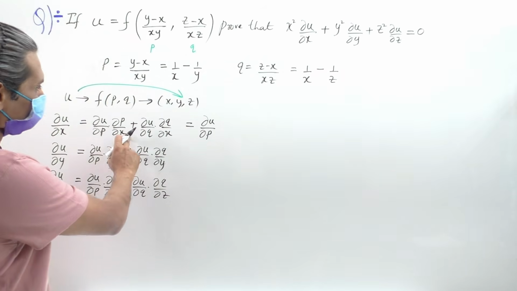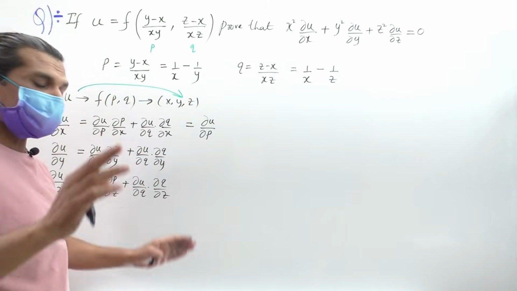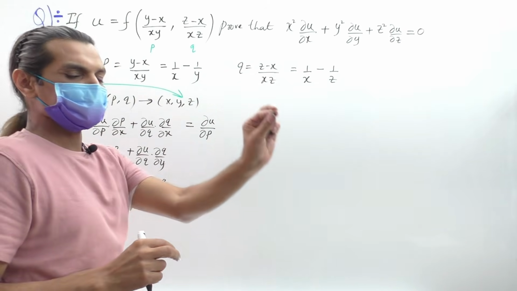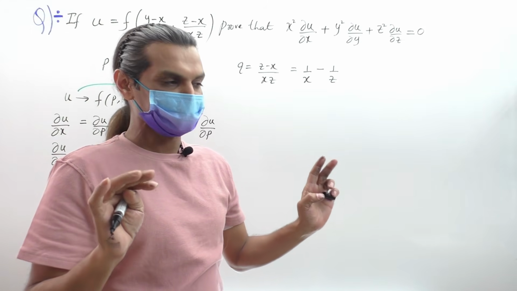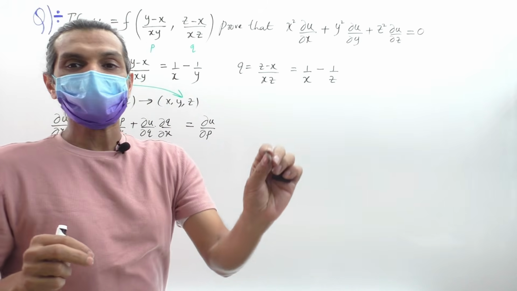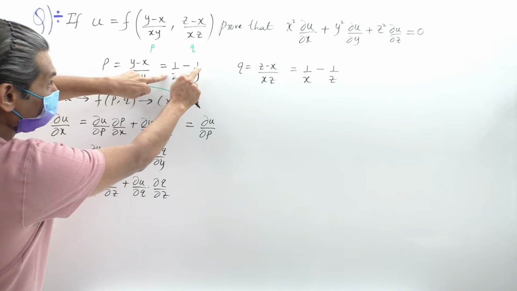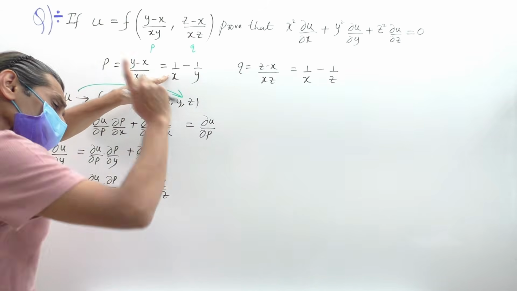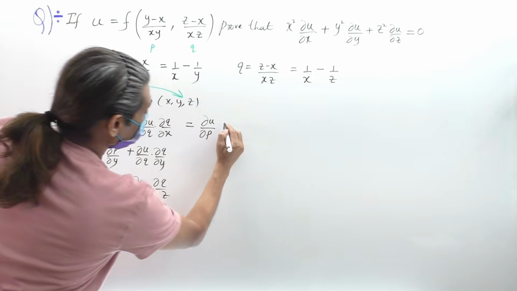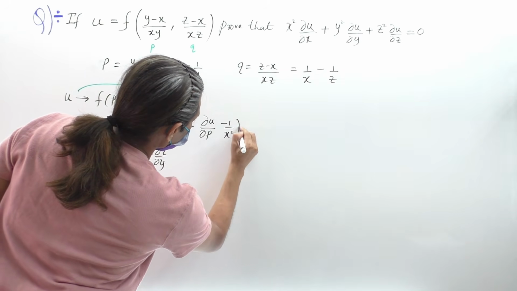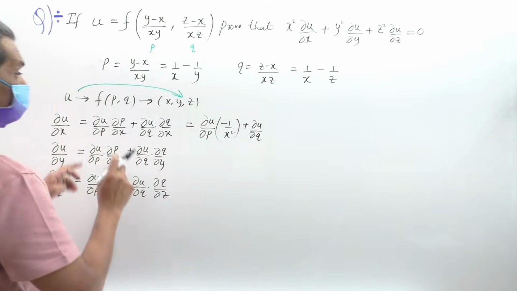∂p/∂x, p is 1/x minus 1/y. As I always keep telling you, very simple thing, the differentiation of 1/x is minus 1/x². As simple as that. Again, listen carefully: the derivative of 1/x is minus 1/x². So ∂p/∂x, 1/y is 0, because we are partially differentiating only with respect to x, the rest is all constant. So the derivative of 1/x is minus 1/x². That's all.